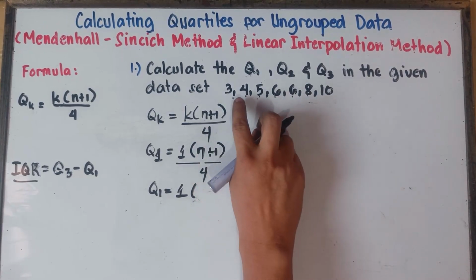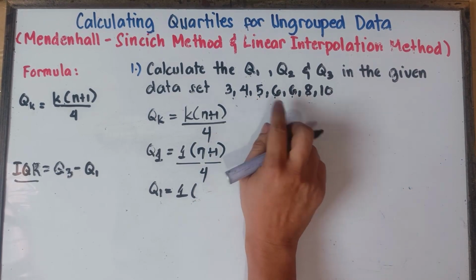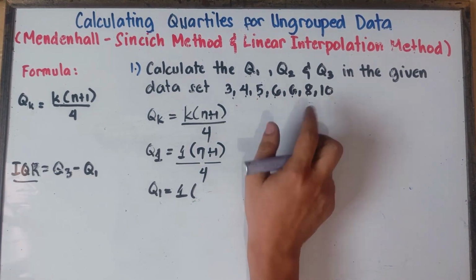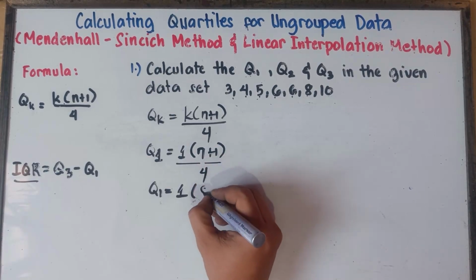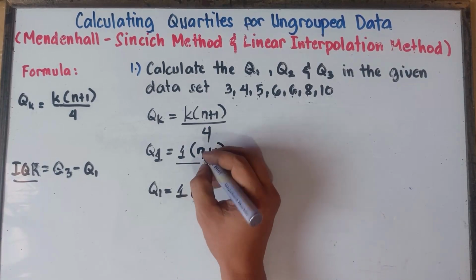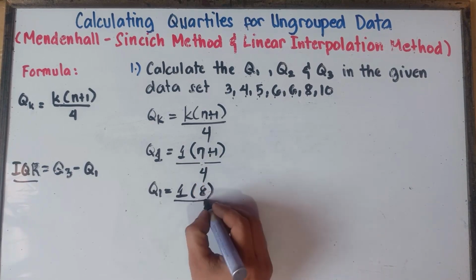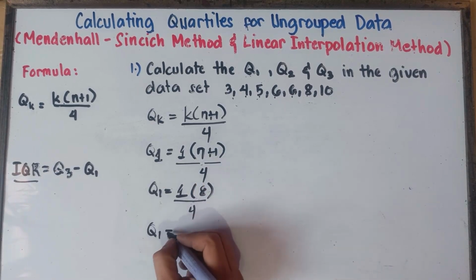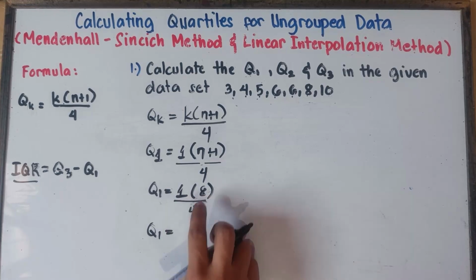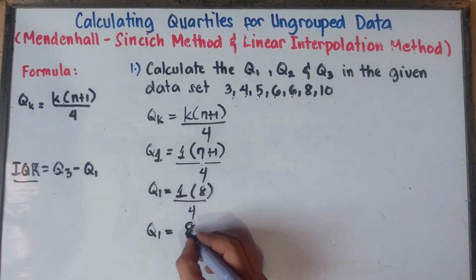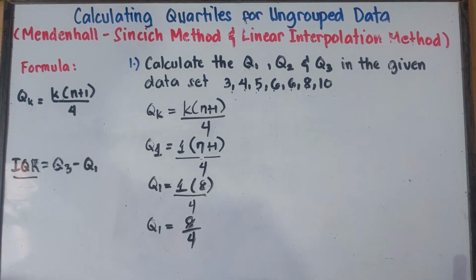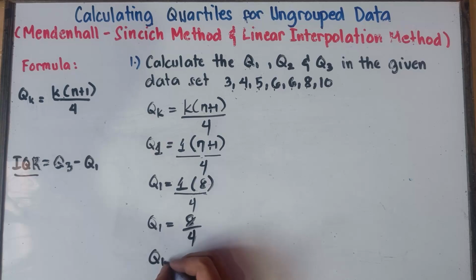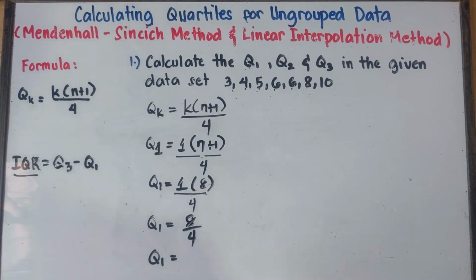Once again, class, n is the total number of samples, total number of data sets. So 1, 2, 3, 4, 5, 6, 7. Alright, so 7 plus 1, that would be 8. Once again, class, simplify inside the parentheses. Divided by 4. So quartile 1 is equal to 1 times 8. What's the answer, class? That's correct, that would be 8 divided by 4. So quartile 1 is equal to, 8 divided by 4, what's the answer, class? That's correct, that would be 2. Now, is this the answer, class, for quartile 1? Nope. This is not the answer, class. We don't have 2 right here.